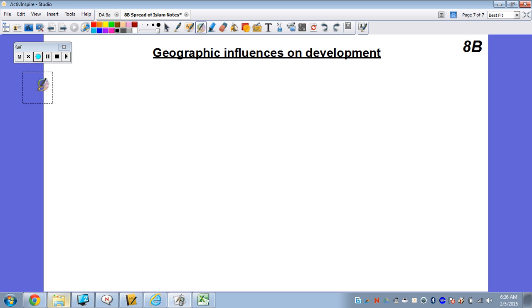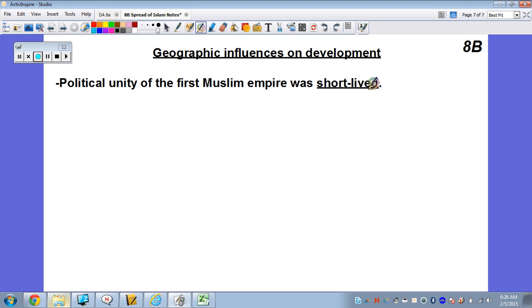Alright, moving on. Now, the political unity of the First Muslim Empire is going to be extremely short-lived. It's going to be the life of Muhammad and about 40 more years after, and then the Muslim Empire is going to divide. This division is going to lead to what we have today between the two sects, the Sunnis and the Shias. We will talk about them in a later presentation.